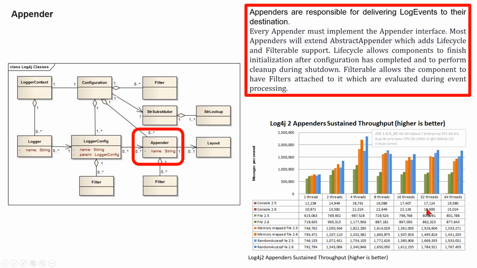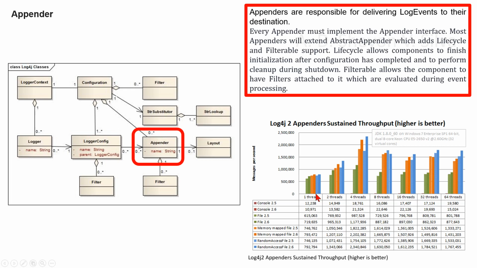Here you can see the Log4j 2 Appender sustained throughput, higher is better, on Windows 7 Enterprise. Here on Windows the results are similar, but the random access file and memory mapped file appenders outperform the plain file appender. In multi-threaded scenarios, absolute numbers are higher in Windows, and we don't know why, but it looks like Windows handles the log contents better than Linux.